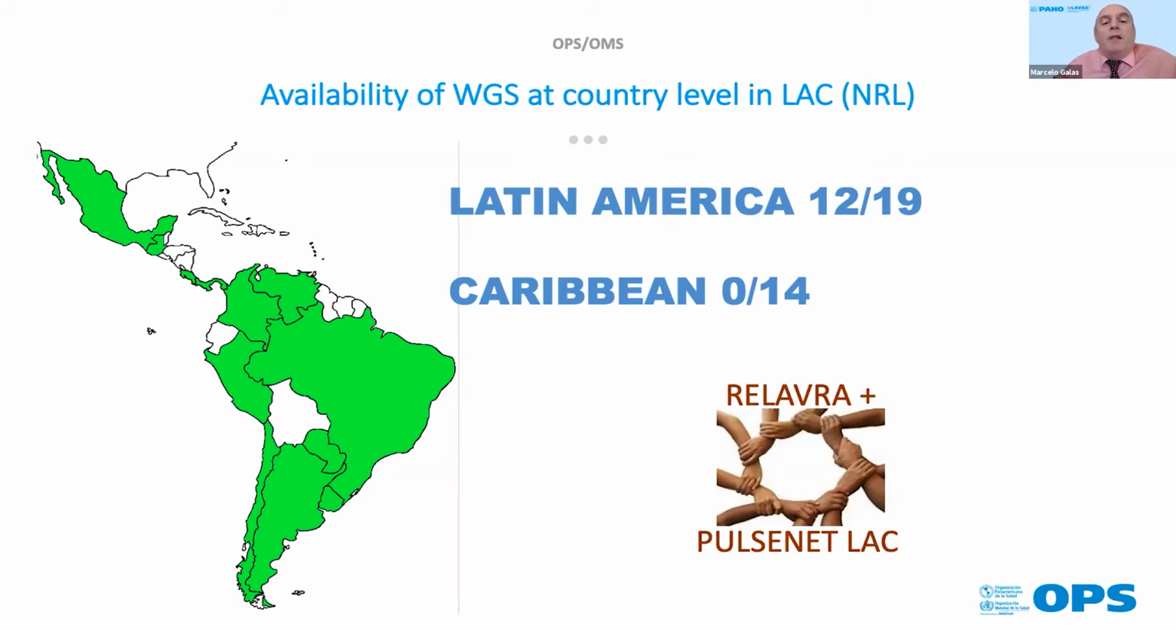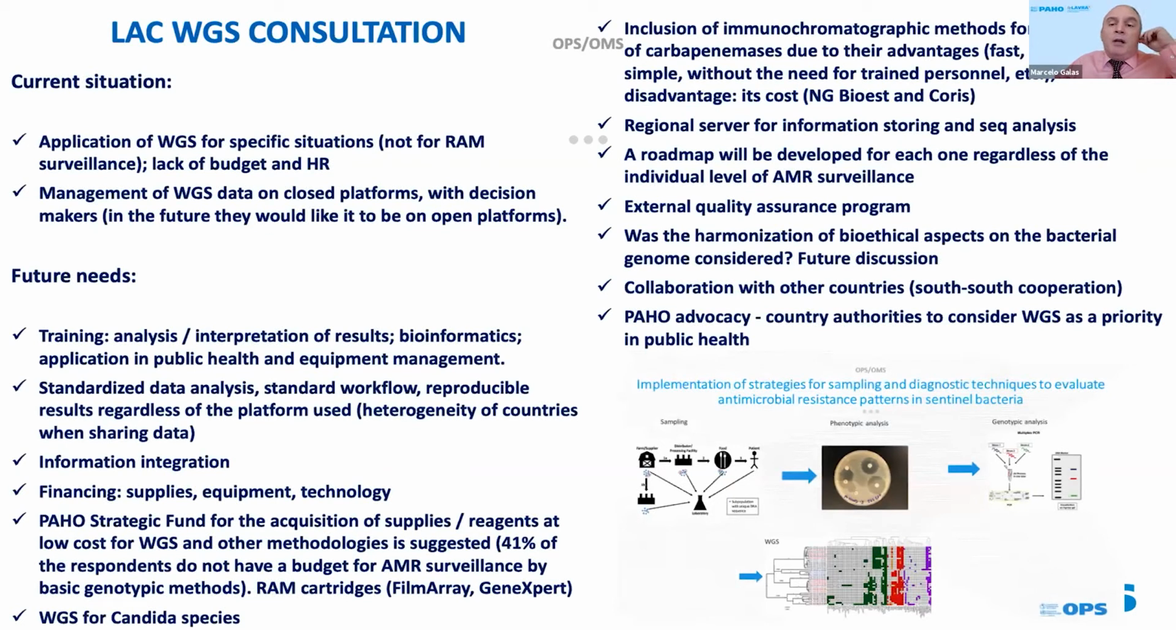Next one. We did a consultation in October last year, and we are now working on a roadmap to solve the problems that we have regarding whole genome sequencing. The current situation in the region is that the application of whole genome sequencing is just for specific situations, not in general for AMR surveillance, because we don't have money to do that. Management of whole genome sequencing data is on closed platforms with decision makers. This means that the countries just share the data they collect from whole genome sequencing with their own authorities at national level.